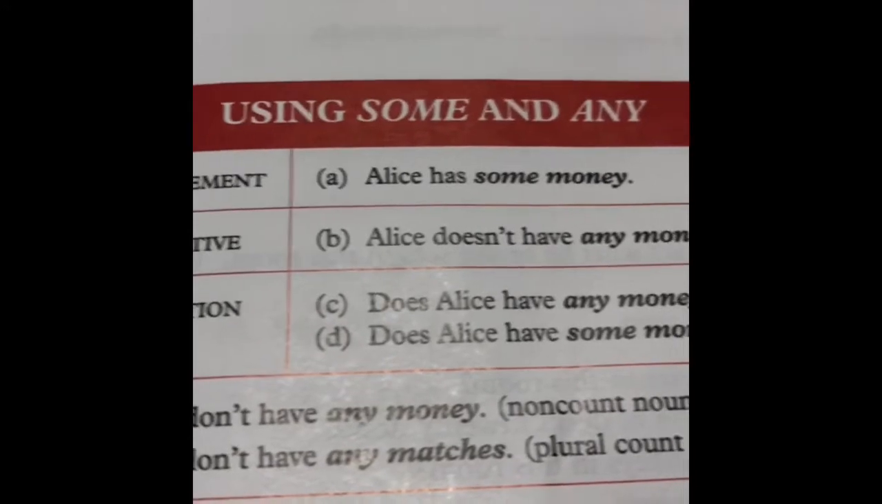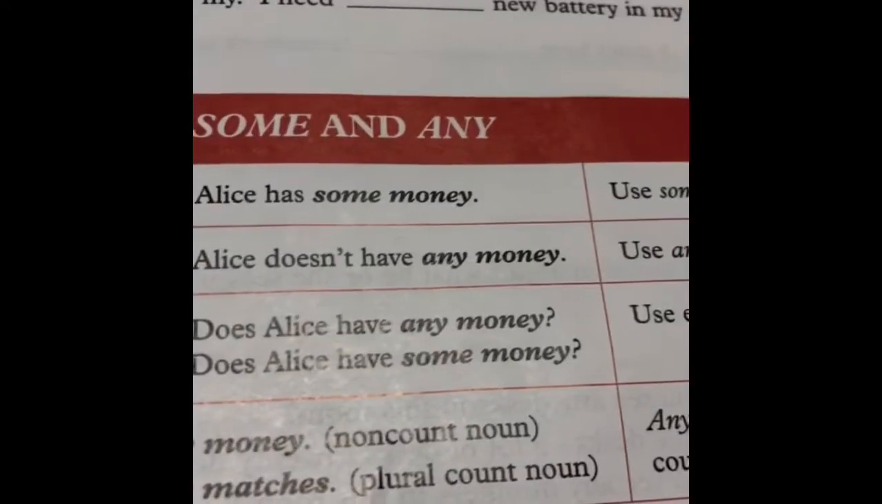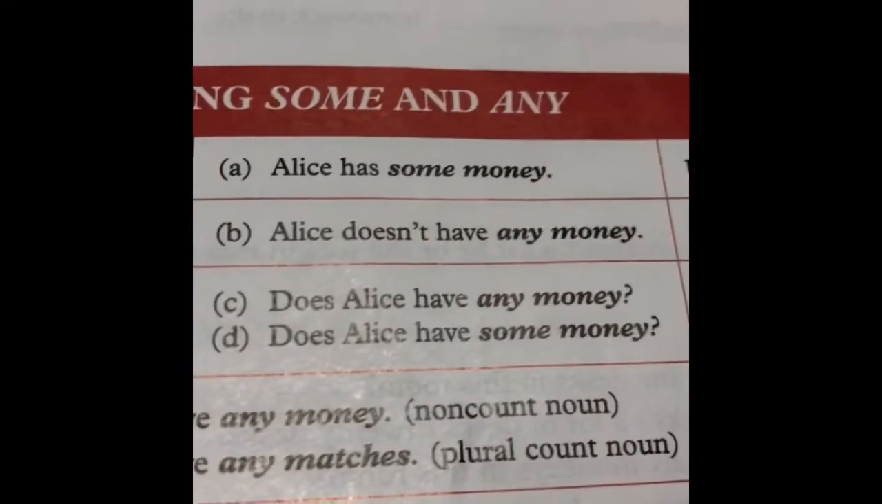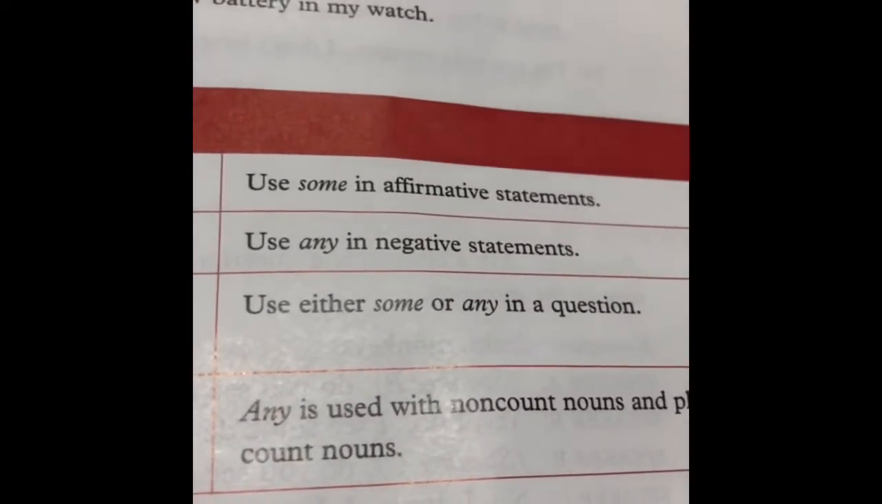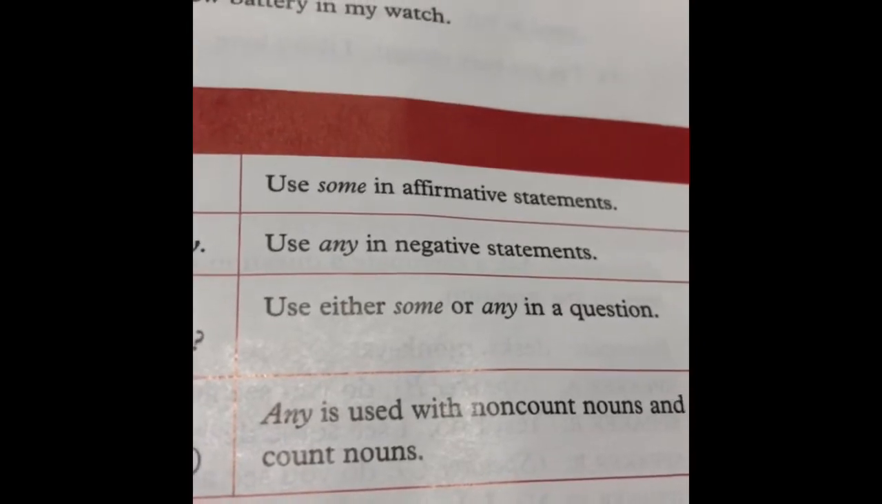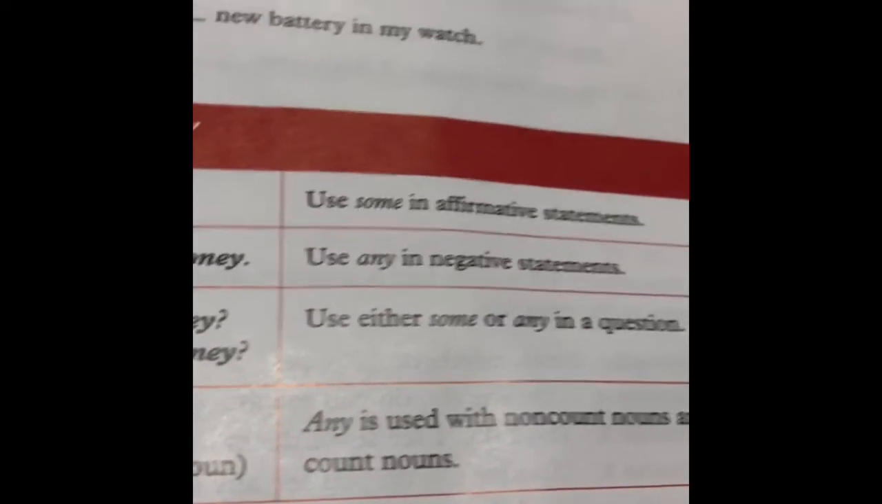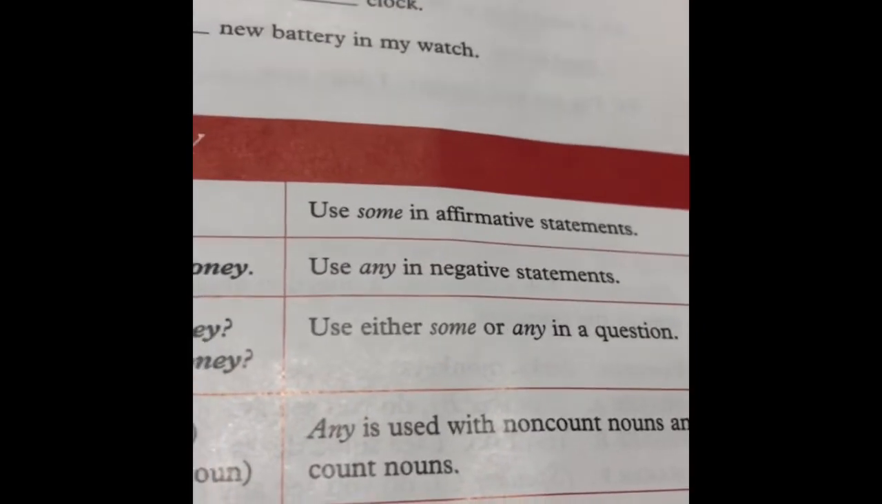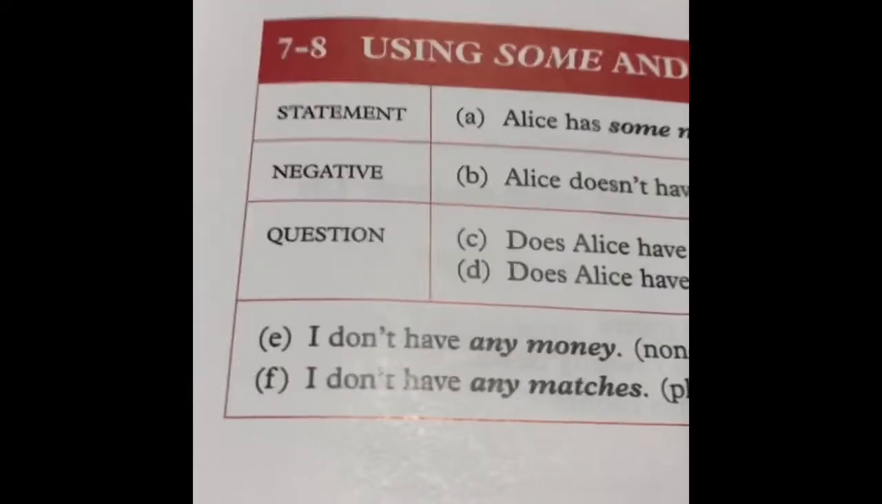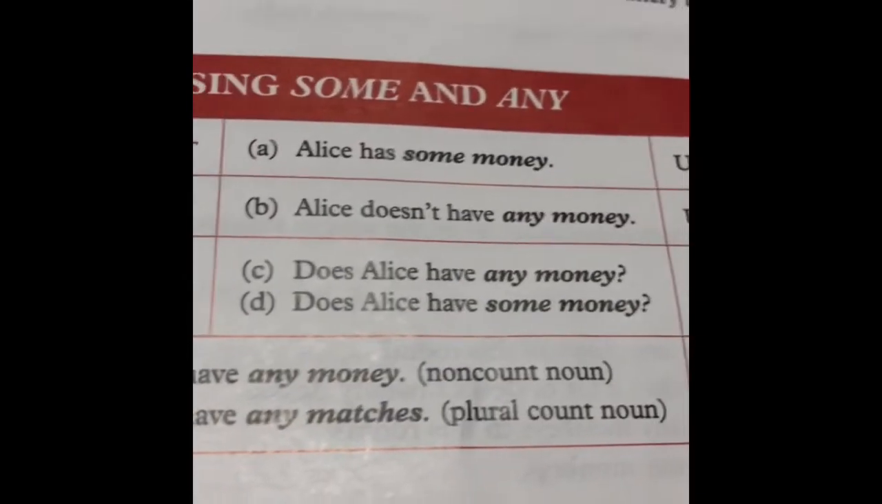In the question: Does Alice have any money? Does Ellie have some money? Use either some or any in questions. يعني both we can use them in the question. Both اللي هي some و any. I don't have any money.